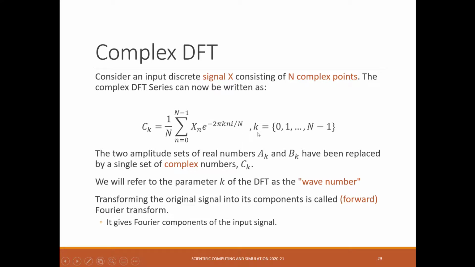Unlike the real DFT, which outputs two sets of amplitudes, one for cosine waves and one for sine waves, the complex DFT just returns a single set of complex numbers. So this series takes a complex signal x and gets back its complex Fourier components. Transforming the original signal into its components is called forward Fourier transform.